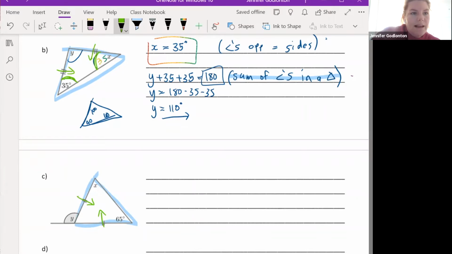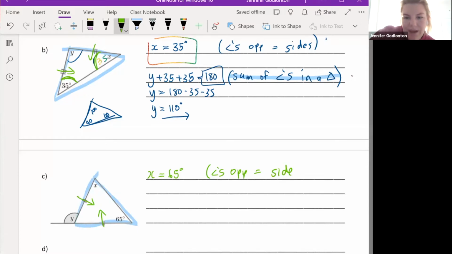All right, let's try the next one. Can you help me with this one? Can you tell me how to start with X? What would my value of X be? So when we say X equals 65 degrees, good, what's my reason? Angles opposite equal sides. Good, okay.